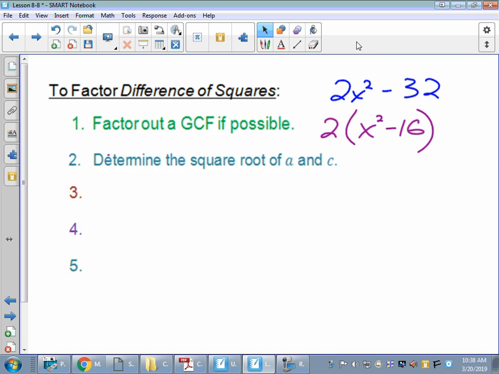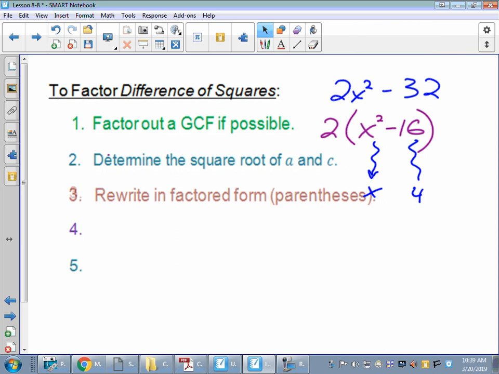So do we have perfect squares here? Yeah, we sure do. The square root of a is x. The square root of c here is 4. Square root of x squared is x. Square root of 16 is 4. And we've got the minus sign in the middle, so we know we're good to go. The next step would be to rewrite in factored form in parentheses.